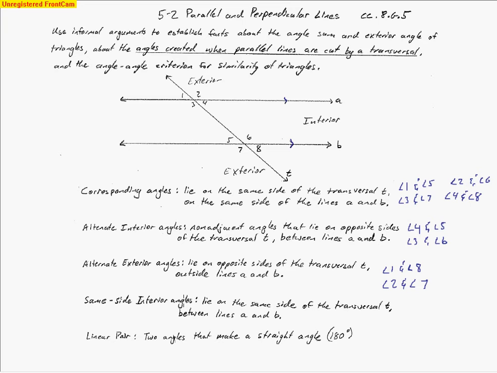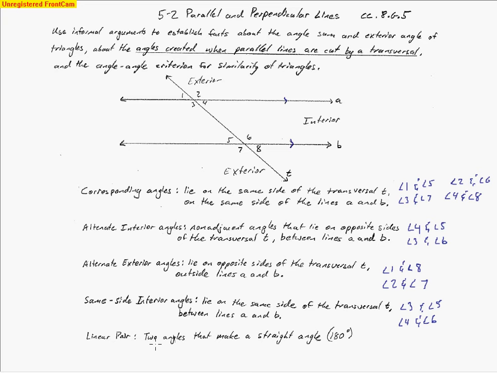Same side interior angles lie on the same side of the transversal, and they're between A and B. For instance, 3 and 5 would be same side interior angles, and I also have angle 4 and angle 6. Now those aren't the same, but as long as these are parallel, they're going to end up being supplementary angles. They're going to add to make 180.